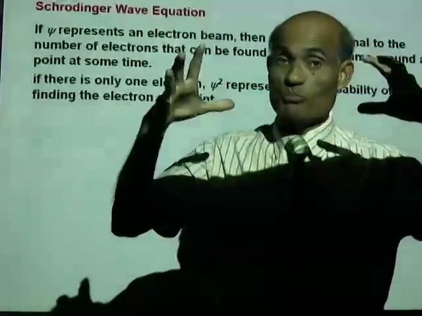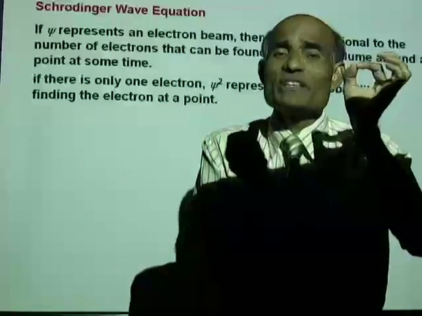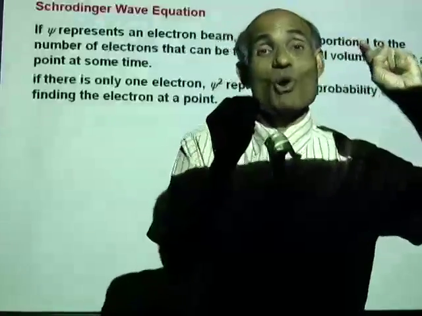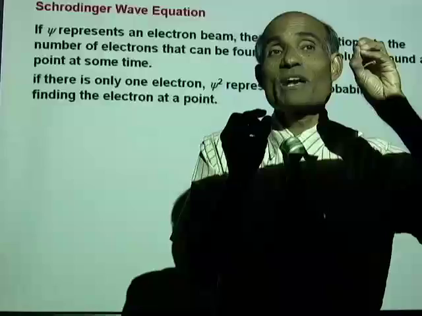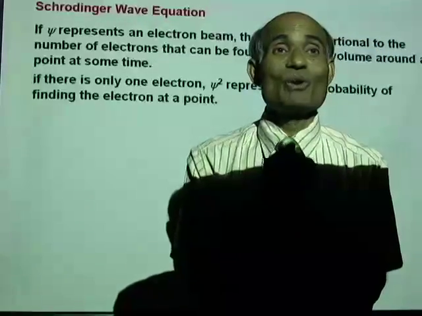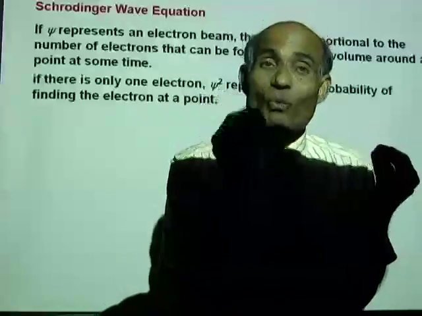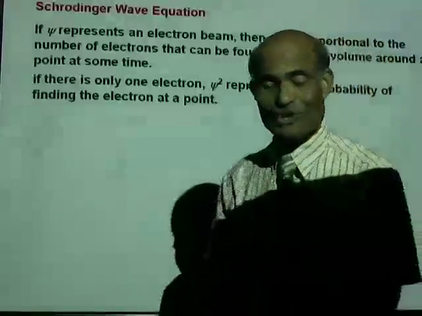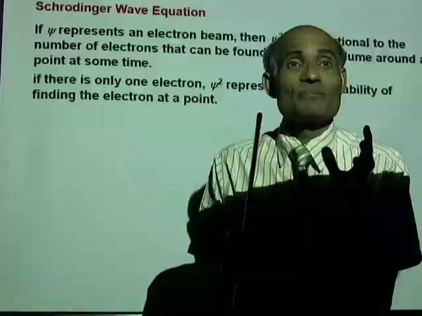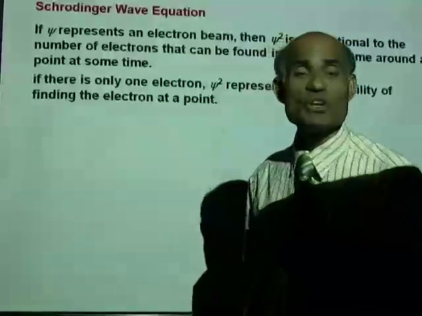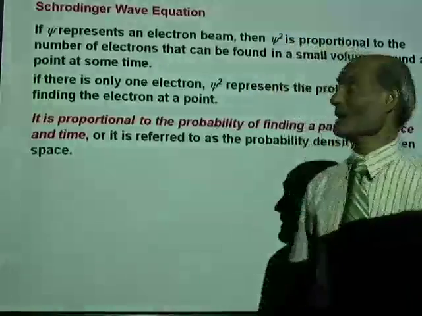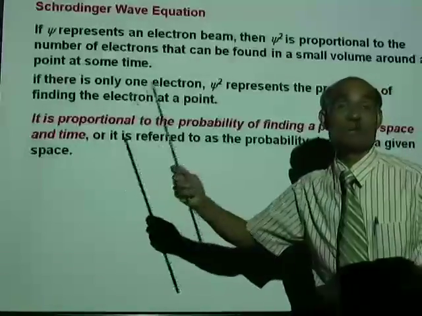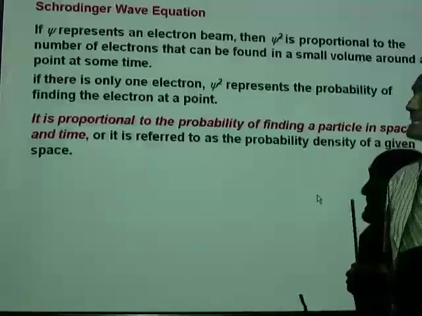Now, you must understand that Bohr's picture of the atom gave you the exact location of the electron, isn't it? We calculated the radius of a Bohr orbit. We know precisely where an electron can be found. But in the quantum mechanical model, we cannot precisely determine where the electron can be found. But we can talk about the probability of finding the electron at a point. And psi squared, which is given by Schrödinger's wave equation, gives you that measure of probability. It is proportional to the probability of finding a particle in space and time. So psi is a function of space and time.